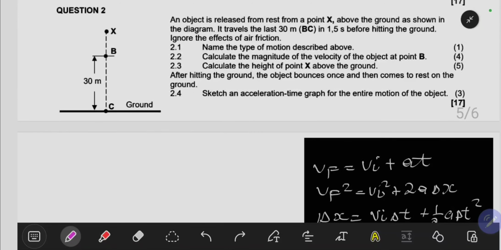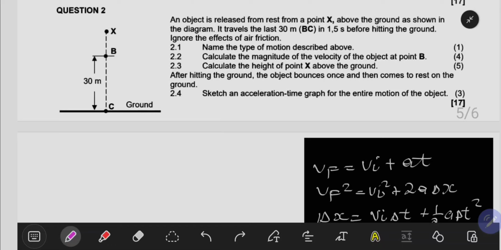So let's look at question 2. We're given an object which is released from a point X above the ground as shown in the diagram, and it travels the last 30 meters, which is from B to C, in 1.5 seconds before hitting the ground. So ignore the effect of air friction.